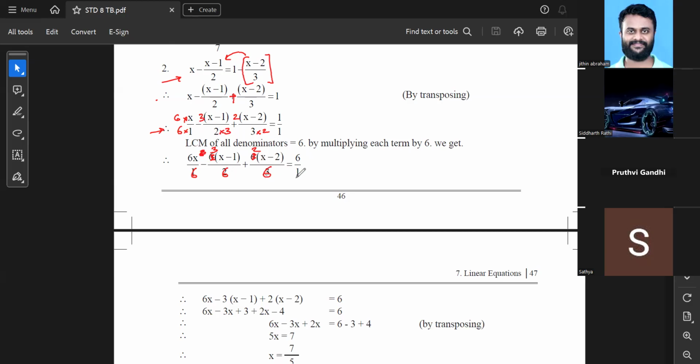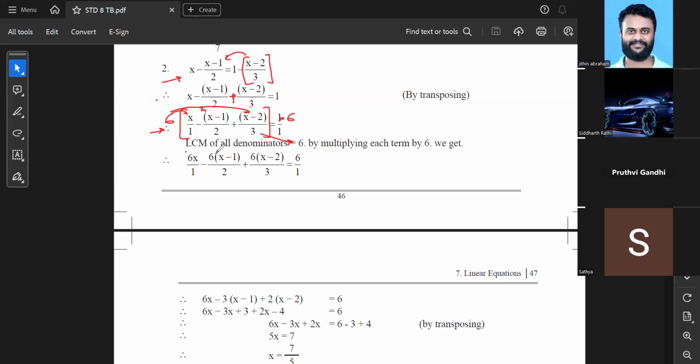Now this is one method. Another method is what they've done over here. You take the LCM of all three numbers, that is 1, 2, and 3. The LCM is 6. Whatever the LCM is, you multiply 6 on both sides, on the left hand side as well as on the right hand side. When you multiply on the left hand side, you multiply for all the numbers. So when you open the bracket, 6 goes to everyone. Hence this is also having 6, this is also having 6, this is also having 6, and the right hand side is also having 6.